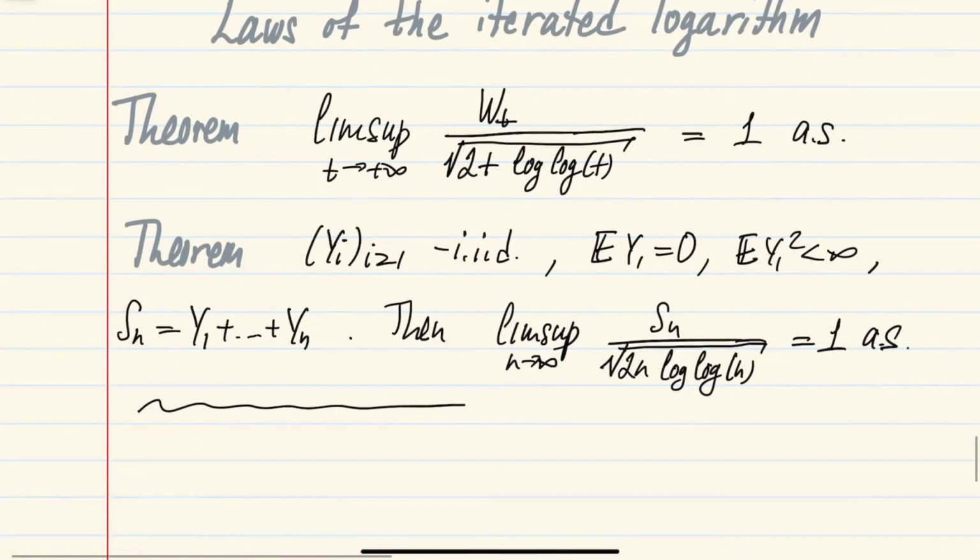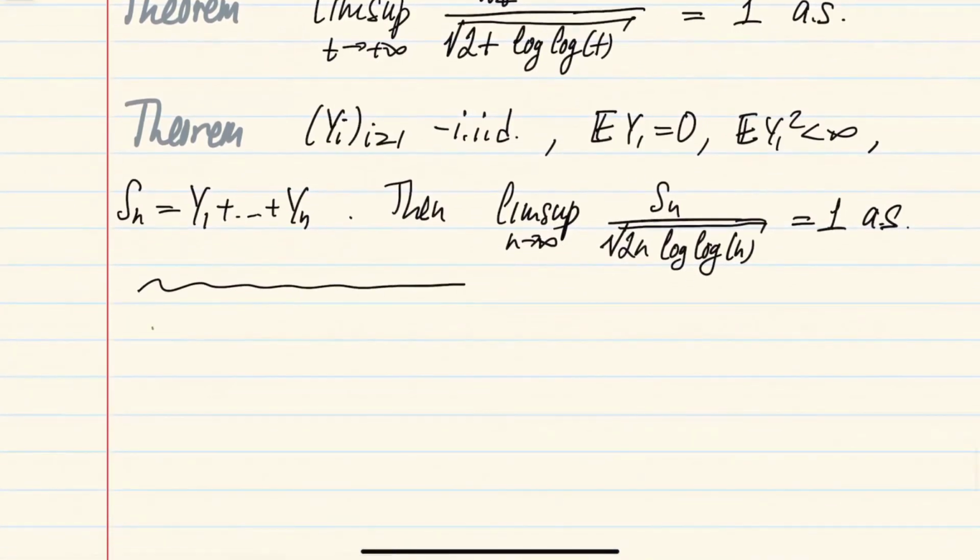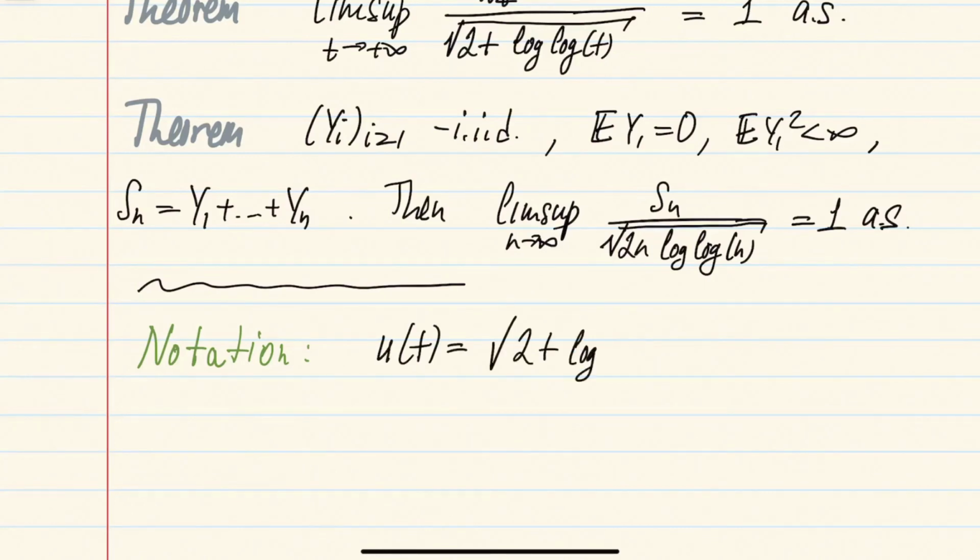And from now on we will often use the following shorthand notation. Instead of writing this iterated logarithm, or even this whole expression in the denominator, we'll just write u of t as the square root of 2t log log t. And then we'll start with the following technical result that will actually be used in the proof of both of the above theorems.